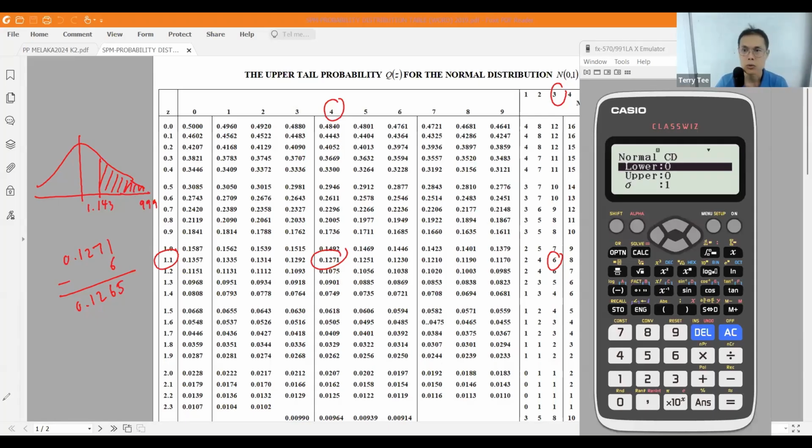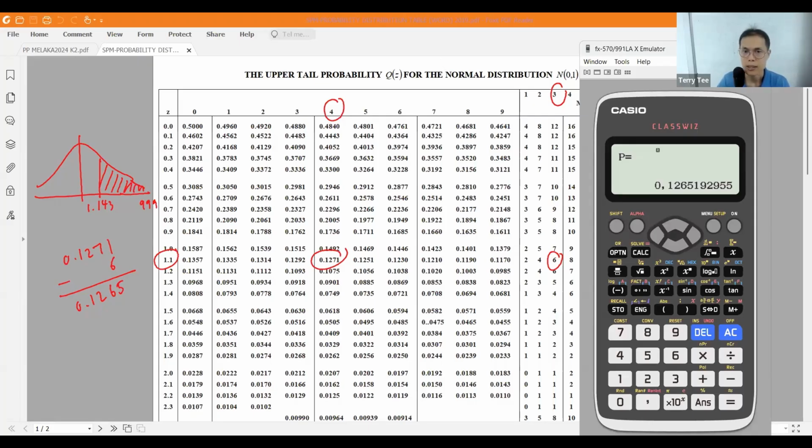So you go to lower as 1.143, upper will be 999. My answer is the same, 0.1265. Most of the time, 99% of the time you get the same answer. Sometimes there's a slight difference in the answer compared to your table. So let me clear this.